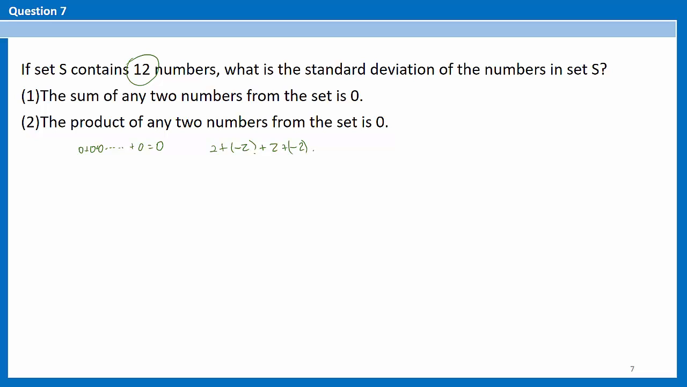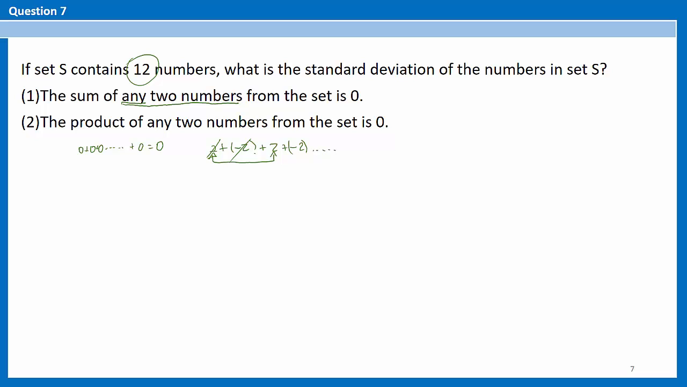Because although the sum is 0, the key word here is any. Okay, any two numbers. That means that I must also be able to take, for example, this pair and say that the sum is 0. Okay, but that is not true because the sum is 4. Therefore, I cannot use a number and the negative of that number.